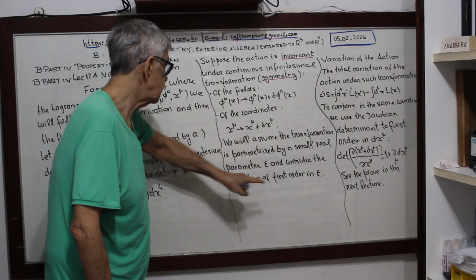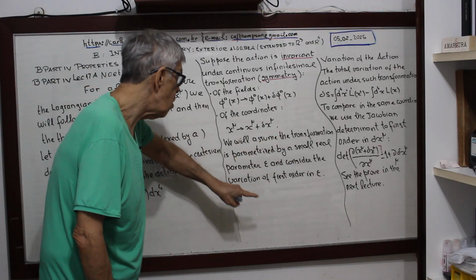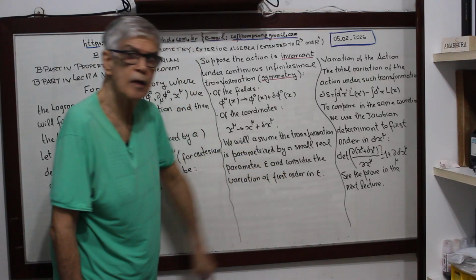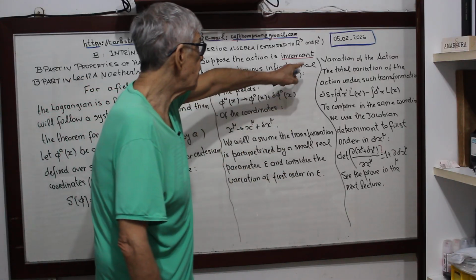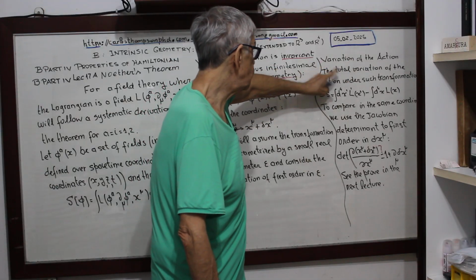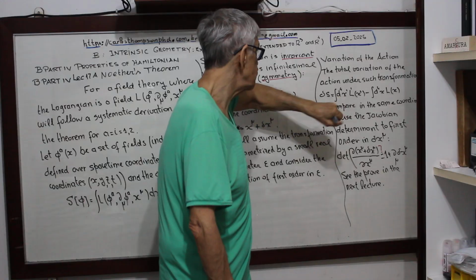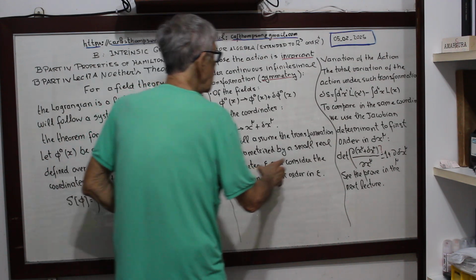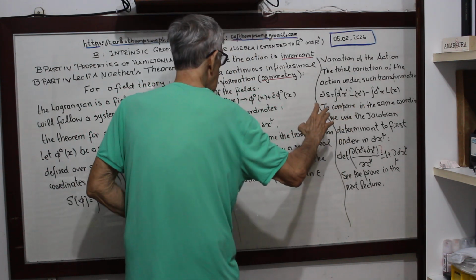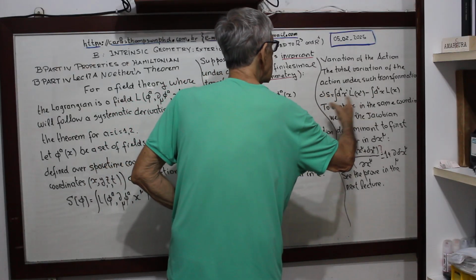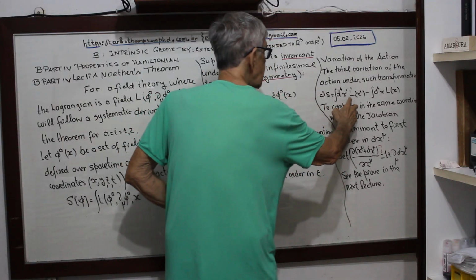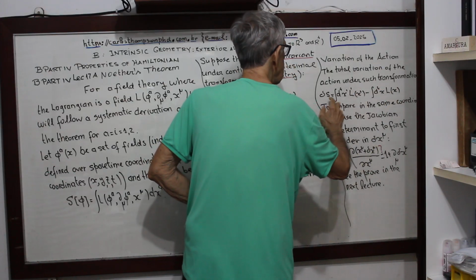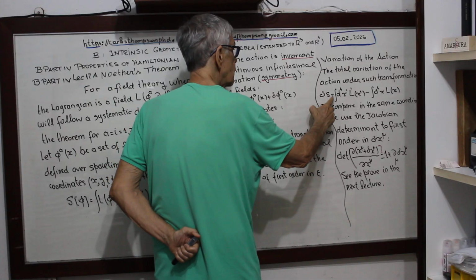We will assume the transformation is parameterized by a small real parameter, epsilon, and consider the variation to first order in epsilon. You see? Now, the variation of the action. The total variation of the action under the transformation. You see delta S. This is S over here. And this is delta S. Now you just apply the variation. You see? This L prime, x prime here, and this L of x. So this difference is the variation of the action S.